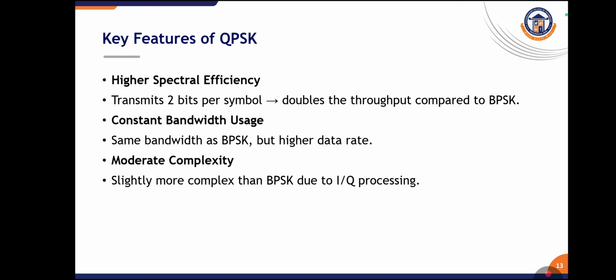Key features of QPSK: higher spectral efficiency, as it transmits 2 bits per symbol, which doubles the throughput compared to BPSK, and constant bandwidth usage, the same bandwidth as BPSK but with a higher data rate. The complexity is moderate, slightly more complex than BPSK due to the IQ processing.